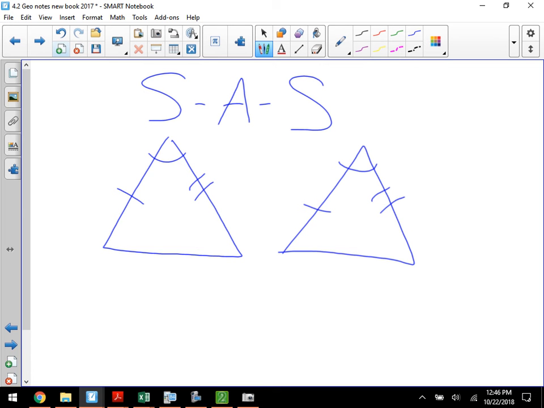What do you think AAS stands for? Angle, angle, then a side. So you've got two angles in a row and then a side. And then what do you think angle, side, angle stands for? Well, I should say ASA. Where's the side? In the middle. It's between the two angles. The side is then included, as opposed to the angle being included.